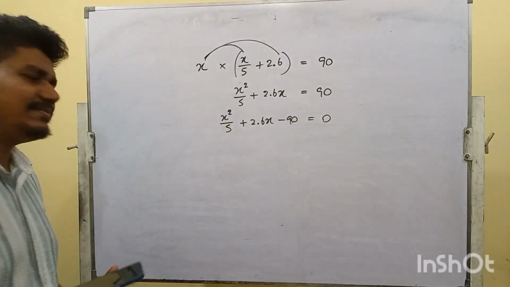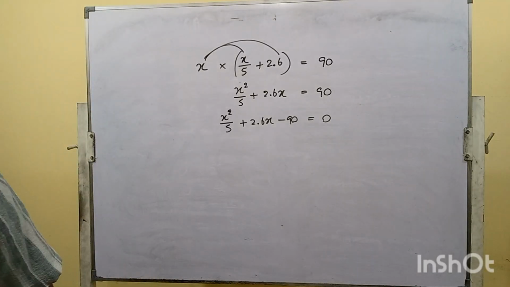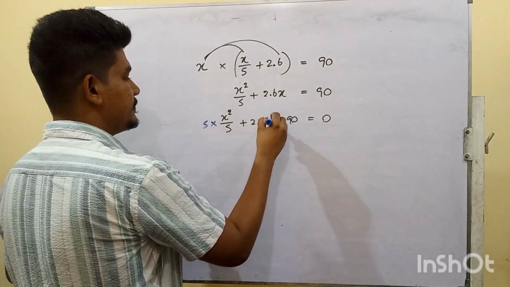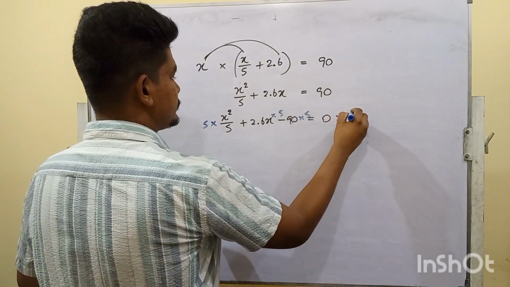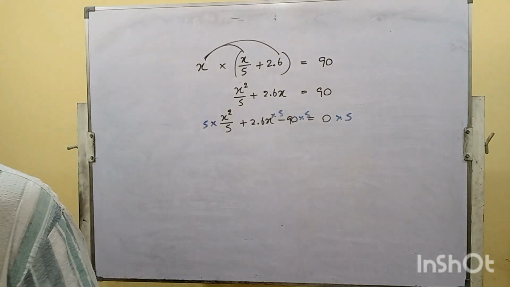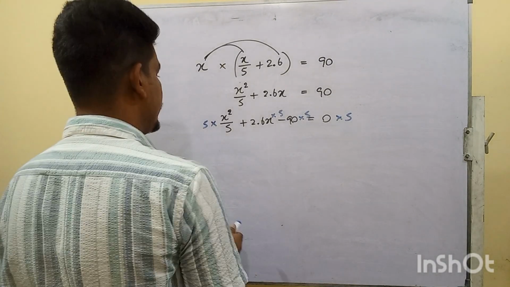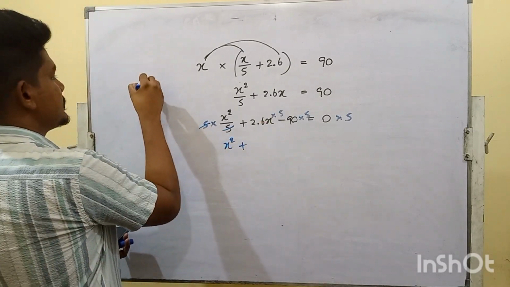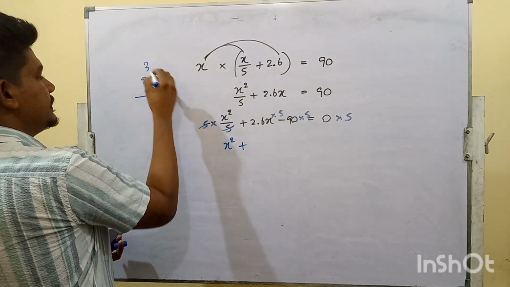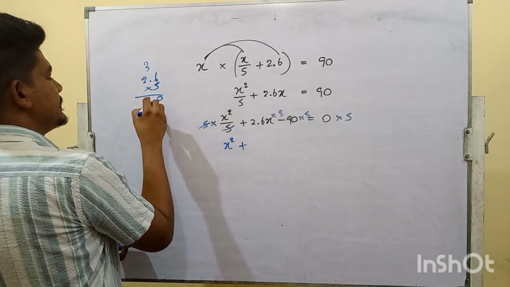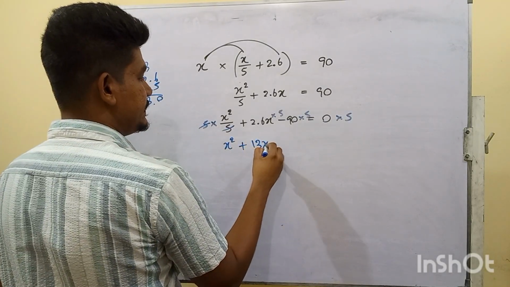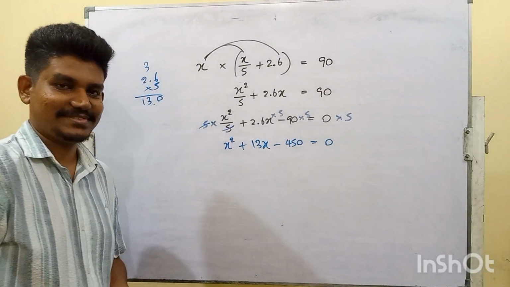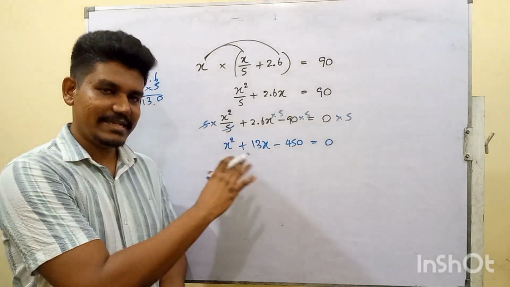Can you see there's a division by 5? How can we remove that term? We have to multiply the whole equation by 5, both left and right sides, so I'm going to multiply each and every term by 5. After multiplying them all by the same value, we can remove this denominator. X squared plus 2.6 times 5, how much? It will be a whole number now: 5 times 2 is 10 plus 3 is 13. So it's X squared plus 13X minus 450 equals 0. So this is in the form ax squared plus bx plus c equals 0.